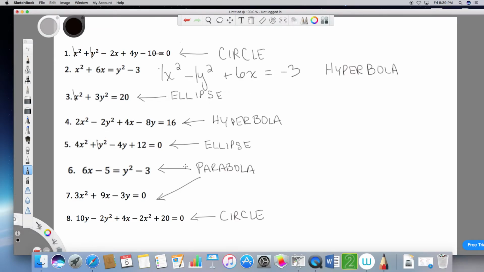So it's pretty easy by inspection to see how to answer these. In number 6 and number 7, you only had one variable that was being squared, and the graph of that is a parabola.